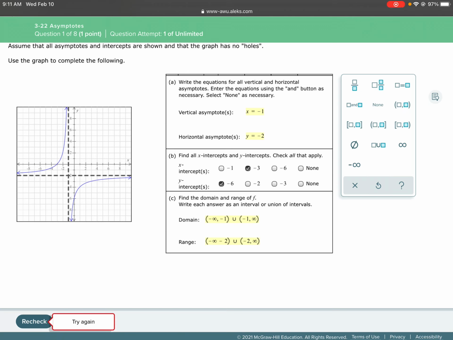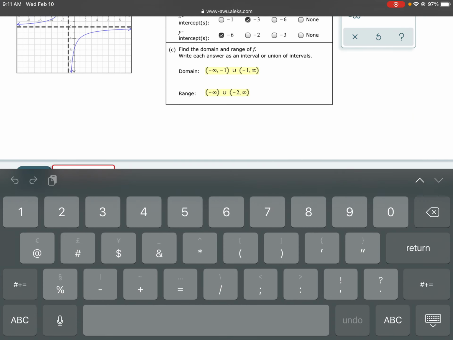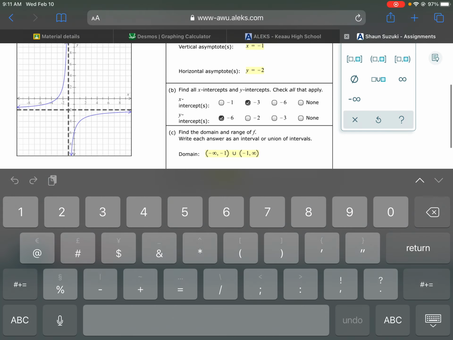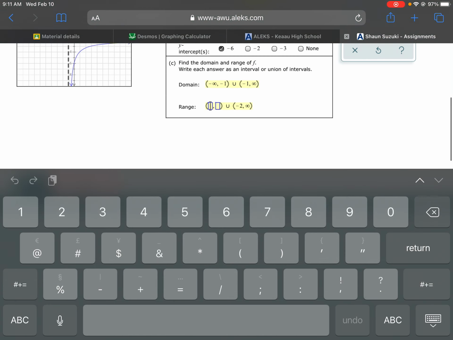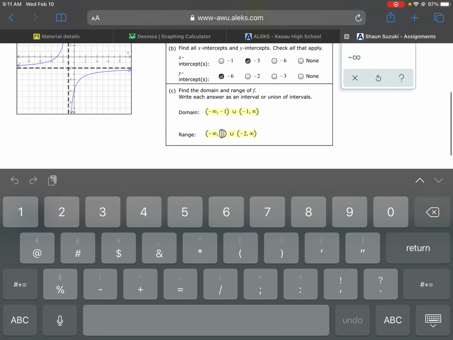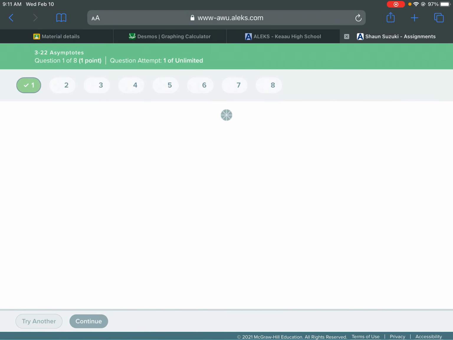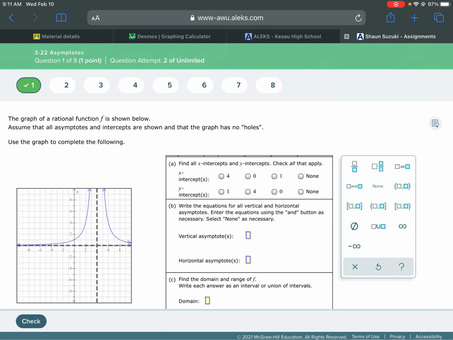I'm wondering if this... Oh, no? Am I missing a comma in here? Let's erase this. That's the only weird thing I can find in there. Okay, so let's do this again from negative infinity to -2. That should do it. Oops. Okay, we got it.